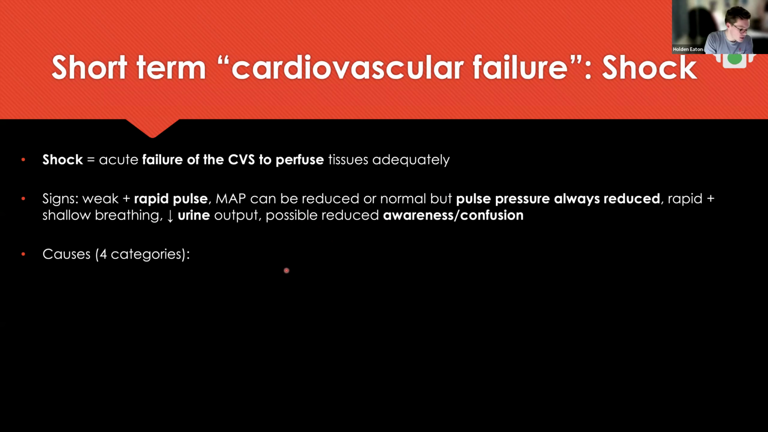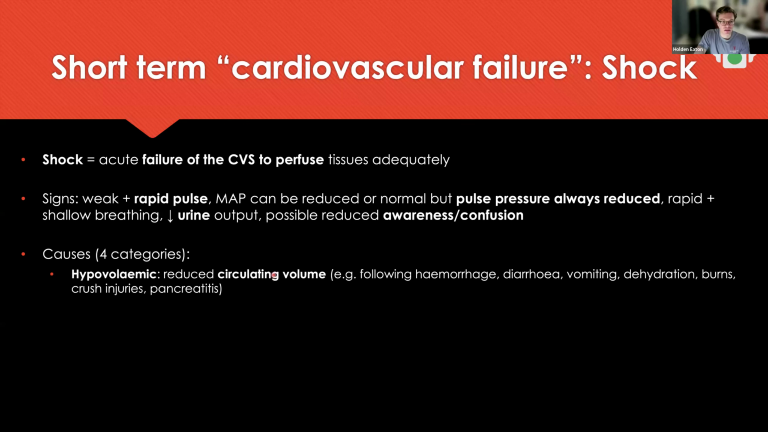I like to think of the causes of short-term shock as each being a failure of one component of the system, and that helps me remember them slightly easier. So first we have a failure in the fluid of some sort. That's how I like to think of it. It's a reduction in the fluid. So either loss of blood through hemorrhage, loss of fluid through diarrhea or vomiting or dehydration. Burns are a massive loss of fluid because you lose your skin as a defensive layer for stopping evaporation of extracellular fluid.